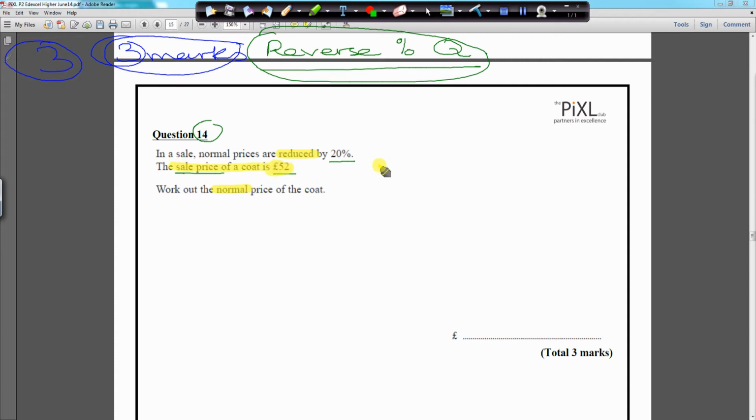Okay. Right, let's have a look how we interpret this question nice and quickly. Now, we think of it like this. 100% is the normal price, and we minus the reduction. Okay, this is the reduced price, 20%. And that gives us the sale price.